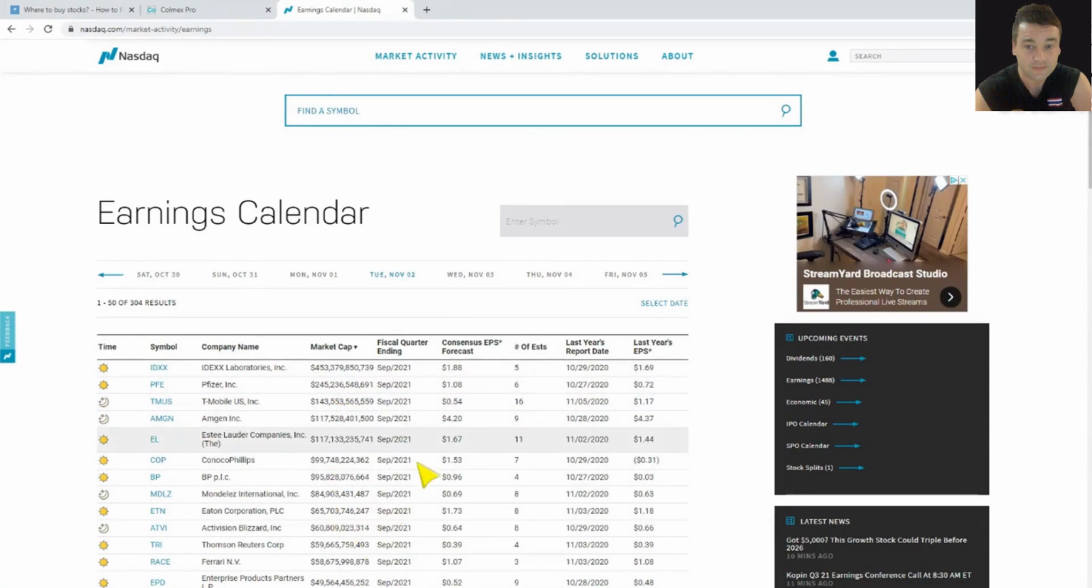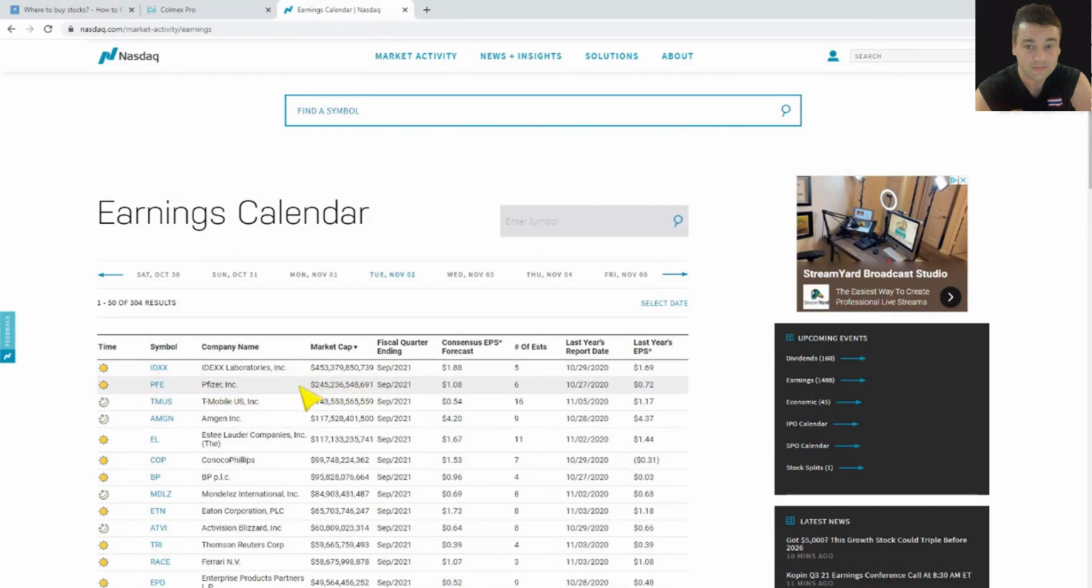Okay, so just by looking at this with the sun symbol here, I can see Pfizer is number 2 there, and it's 245 billion, 236 million. Okay, so this one here is what I'm going to research today.